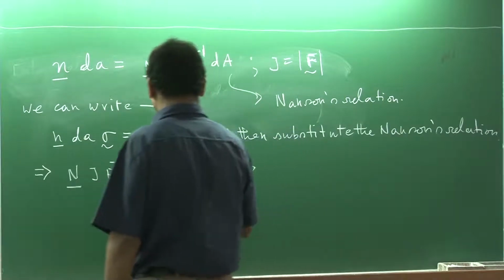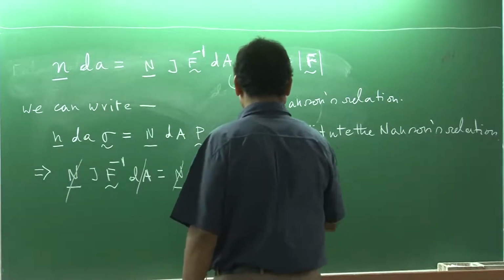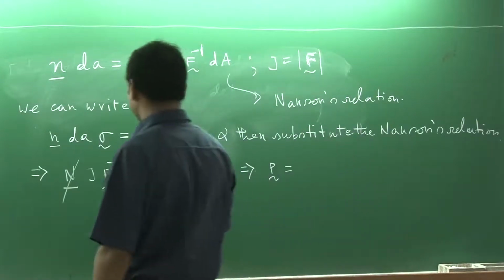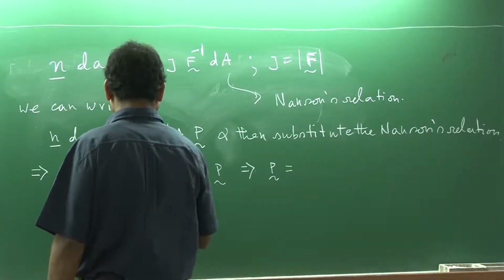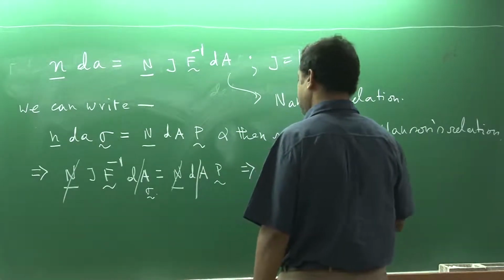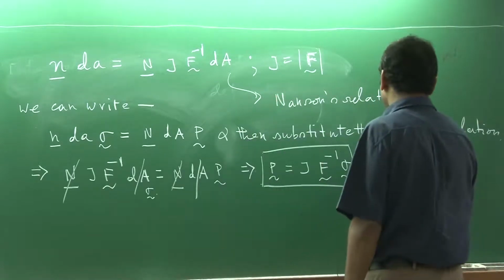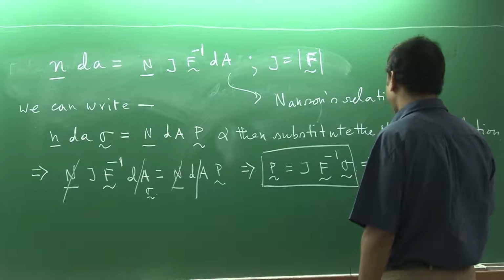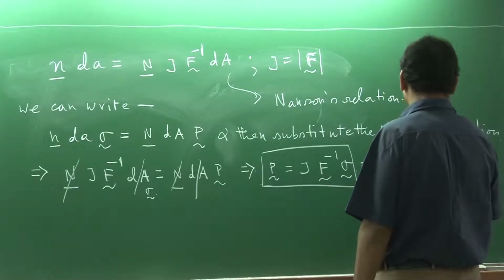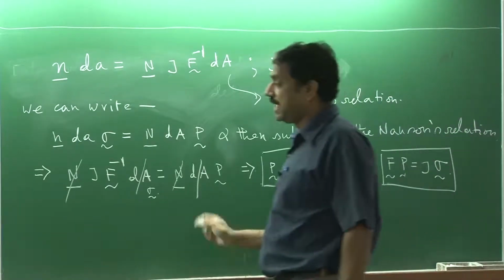So, from there I will just cut out the T and A, and then P will be nothing but, sigma will be there. So, it is nothing but J F inverse sigma. This is the relationship. Or if you want to simplify it, you may write that F P is equal to J sigma. So, that is the established relation.